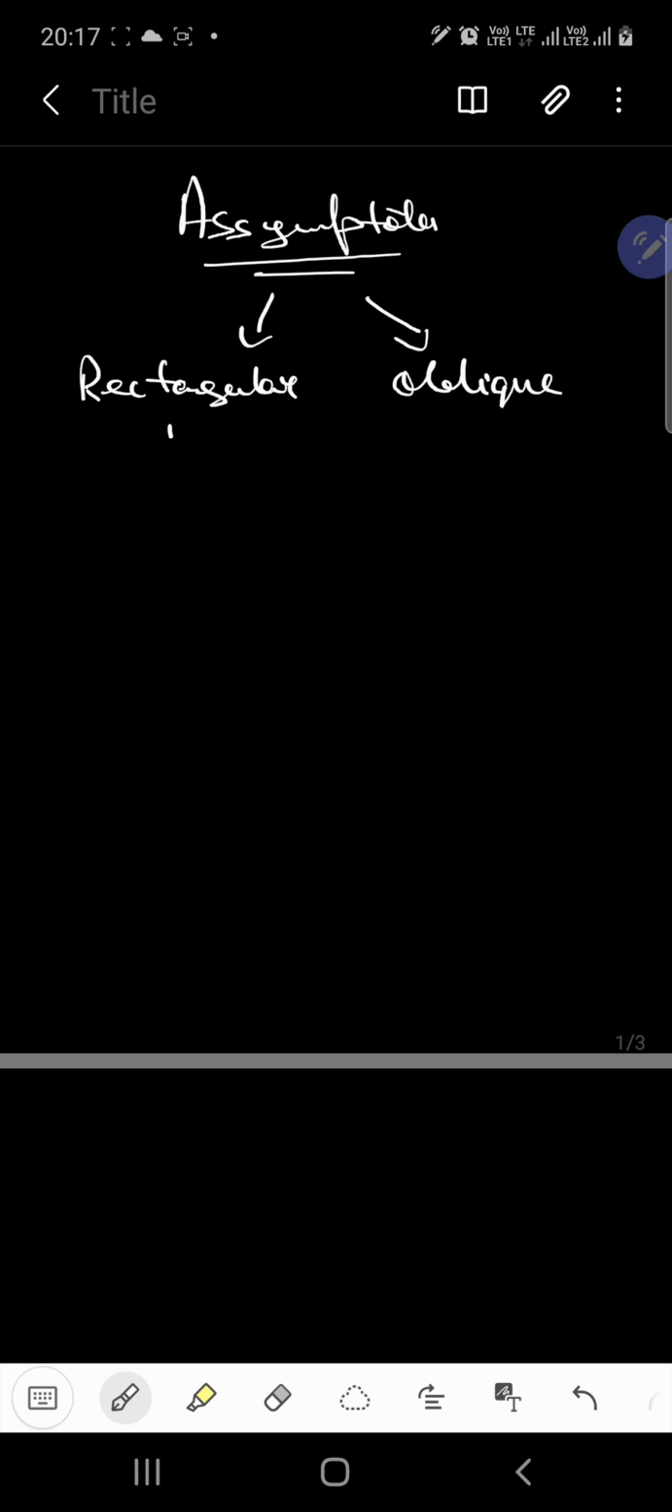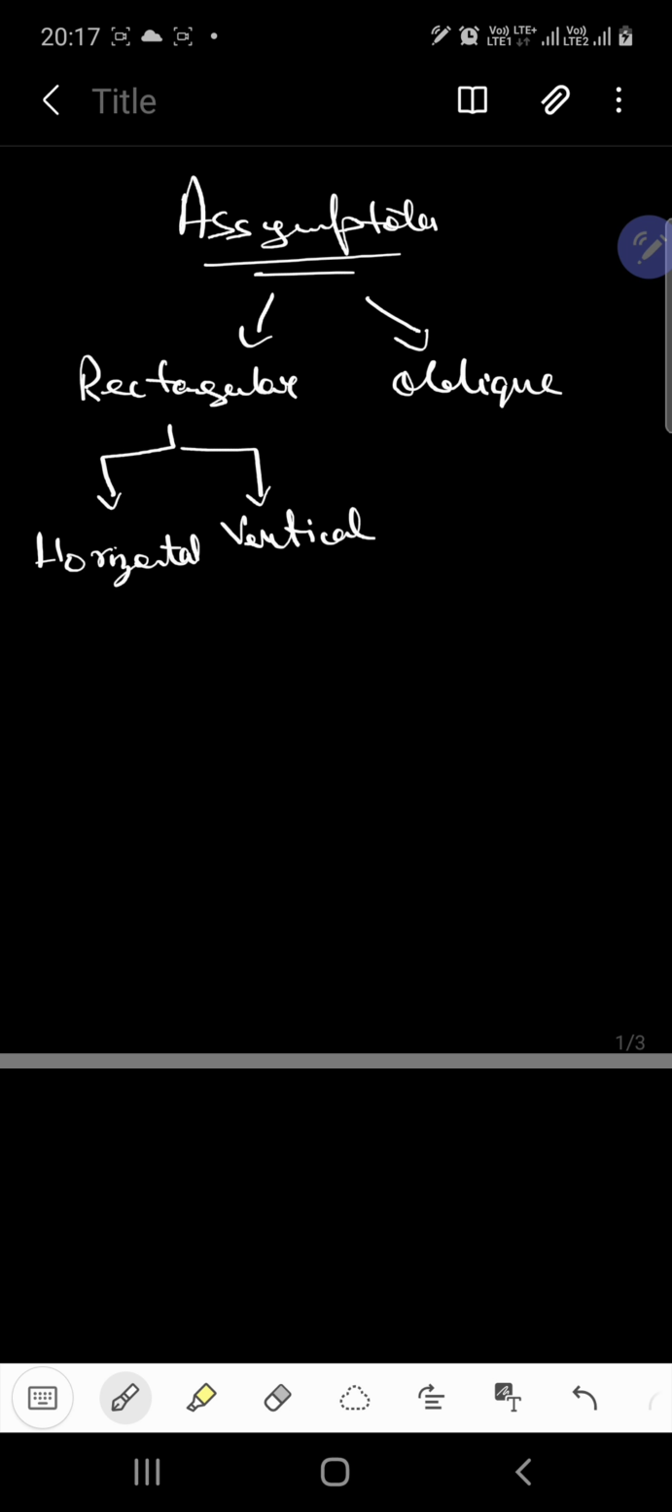Then under rectangular asymptotes we have horizontal asymptotes and vertical asymptotes. And then we will be learning the basic graphical representation of an asymptote. How does it look? Then examples of some asymptotes, and lastly and most importantly, how to find asymptotes.